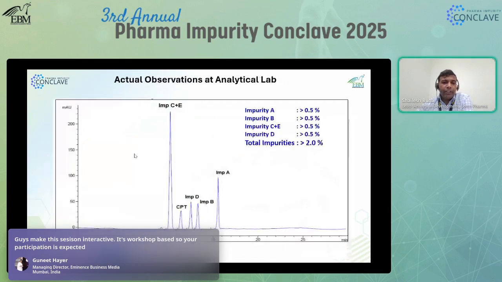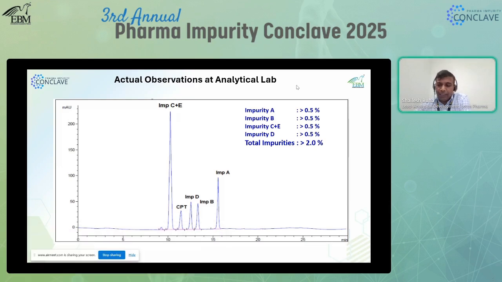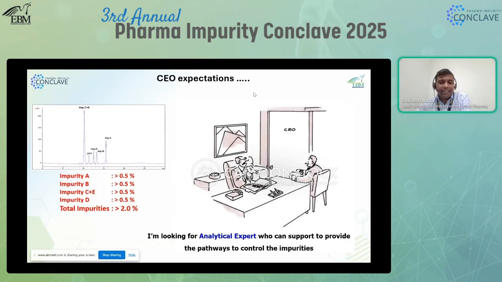But in the real scenario, when actually observed at the analytical lab, there are multiple impurities and multiple peaks: impurity A, B, C. I would just take the impurities and total impurities. So if this is the actual observation in an analytical lab, then what would be the CEO's expectation? I'm looking for an analytical expert who can support providing the pathway to control the impurities. So now how does the scenario change from a single peak to multiple peaks, and how many things get involved when multiple impurities arise in chromatography.